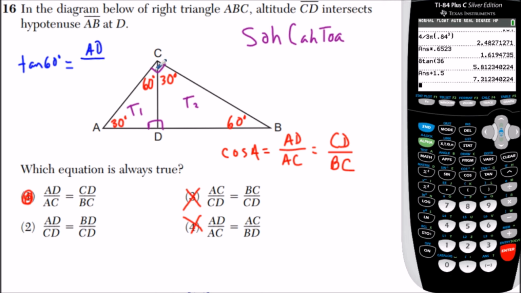Over the side adjacent to the 60 would be CD. But then you see how BD and CD are in the second triangle? So if I did tangent of the 60-degree angle here, this time around I would get CD over DB, which is basically this thing flipped. So that's why this one is wrong. All right, so this might be helpful for you, but otherwise check out the other method that shows up later at the end of the multiple choice.